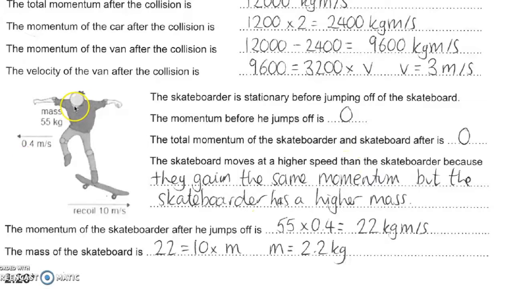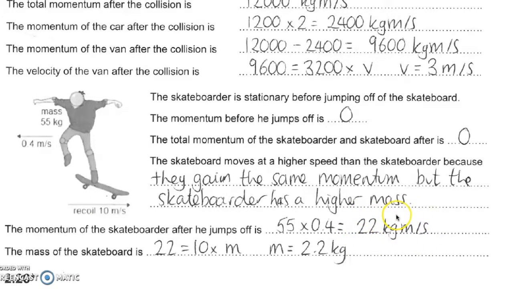So it tells us in the question that after he jumps off his skateboard, he moves this direction at 0.4 meters per second, and it tells us his mass, 55 kilograms, which means his momentum is those two values multiplied together, 22 kilogram meters per second to the left. Now, remember momentum is a vector, but in terms of magnitude, we know the momentum towards the right has to also be 22 kilogram meters per second.